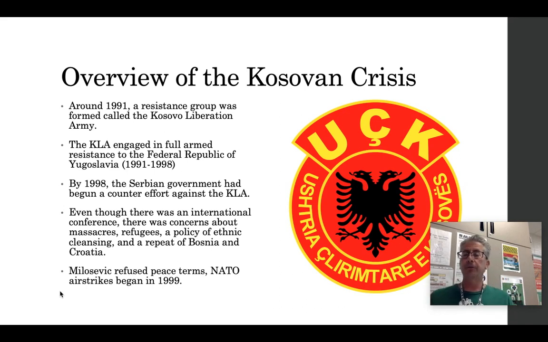Milosevic refuses any type of peace terms that might be presented to him from the United Nations, as well as from NATO. Now, the United Nations and NATO are not necessarily on the same page here. They might have different agendas that could be conflicting. NATO, like they had done in the beginning of the 1990s, will also initiate airstrikes to try to get Milosevic to back down. And so their airstrikes begin in 1999, and so we have the start of the Kosovo conflict.